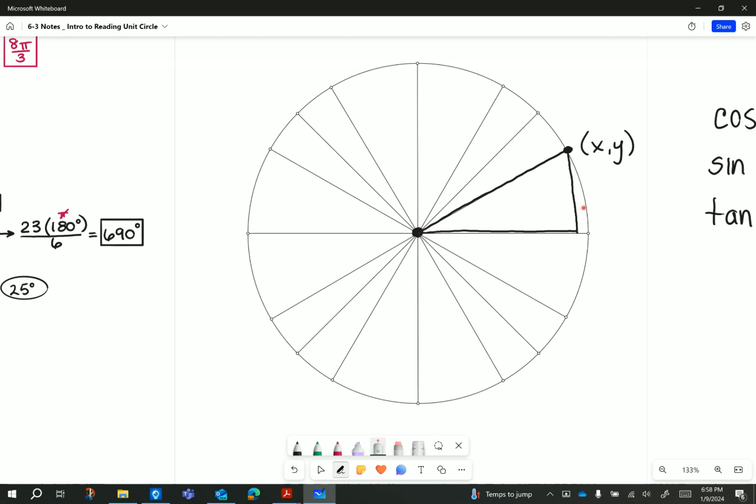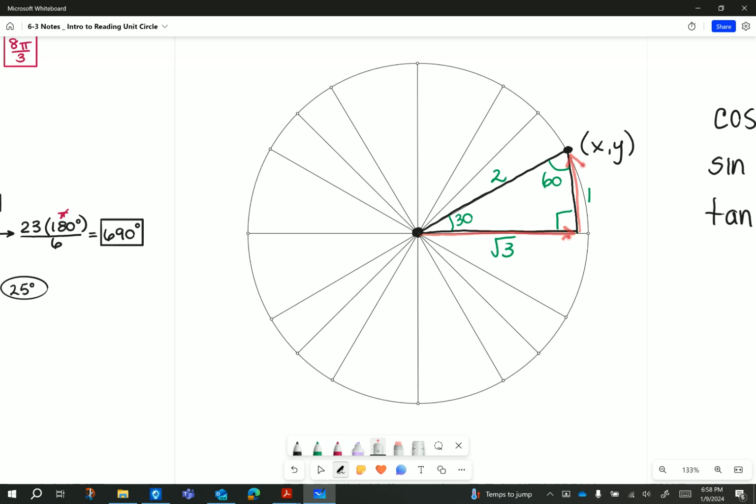Now you know, because this is a 30, 60, 90 triangle, across from the 30 is a 1, across from 60 is a square root of 3, and across from 90 is a 2. So if you were trying to come up with the X and Y distance, you basically traveled square root of 3 units to the right. Okay, let me do that again. Square root of 3 units to the right, and you traveled 1 unit up.